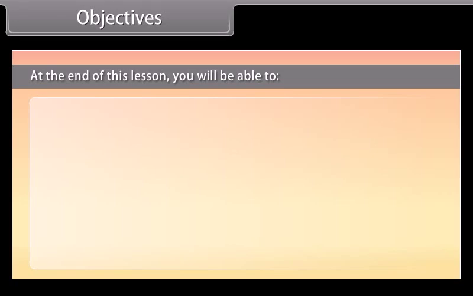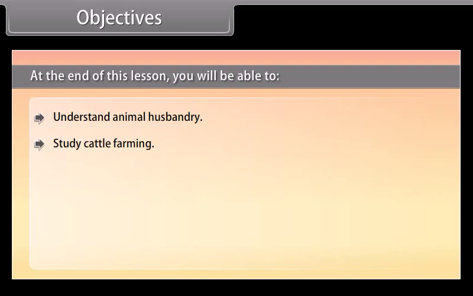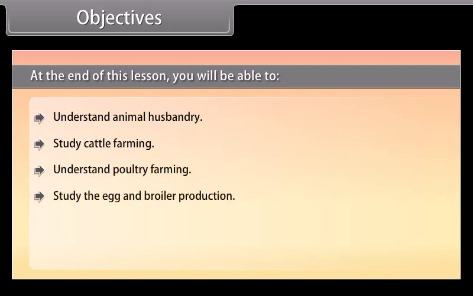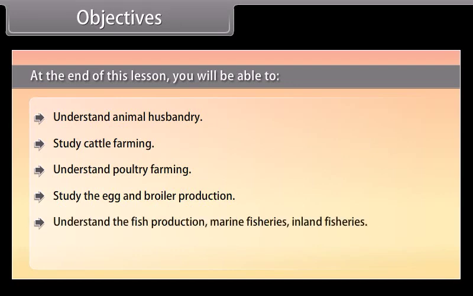Objectives. At the end of this lesson, you'll be able to understand animal husbandry, study cattle farming, understand poultry farming, study egg and broiler production, understand fish production, marine fisheries, inland fisheries, and study beekeeping.